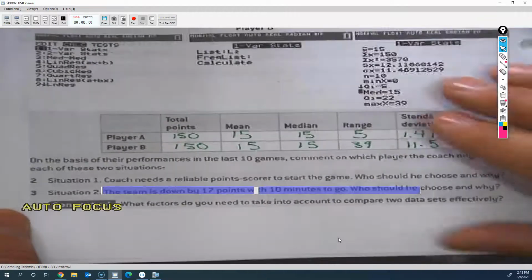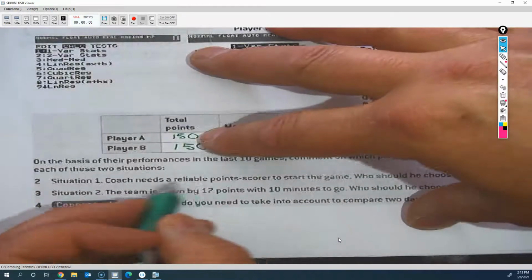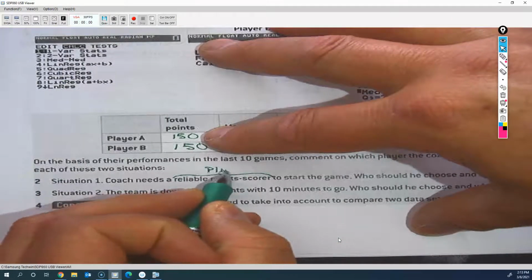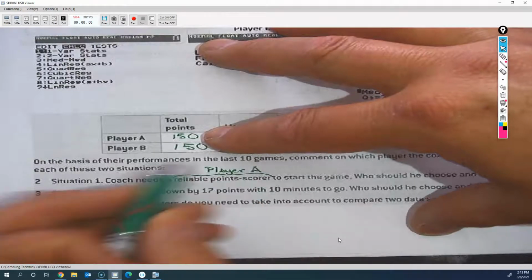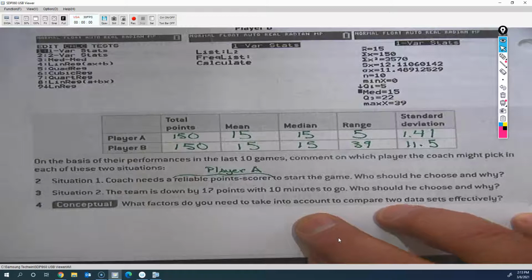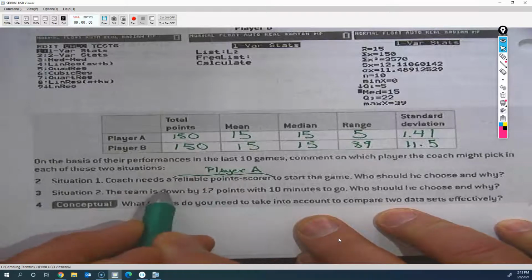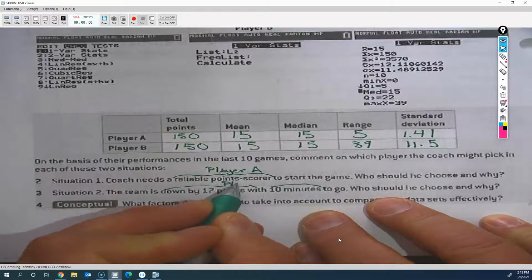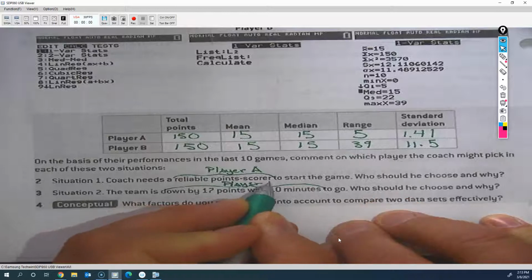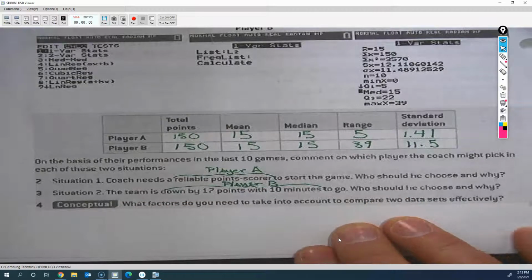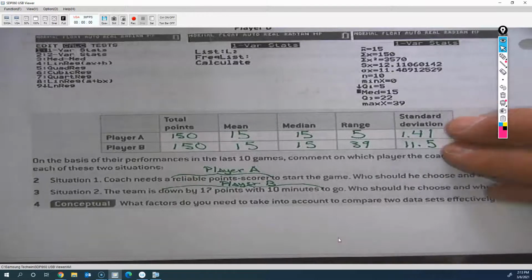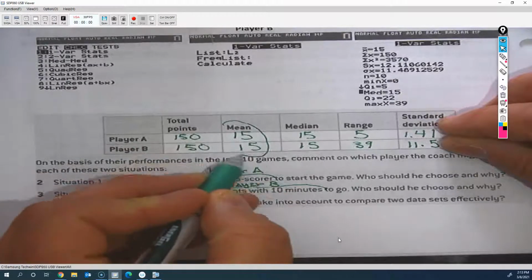Okay, so if you were using these analytics, you could say, well, you know what? When I need a reliable point scorer, that's probably going to be player A. And when I need to create some sort of change, like I'm down by 17 points and I got 10 minutes to go, I need someone, hopefully player B has got the hot hand. And I can make up the difference.